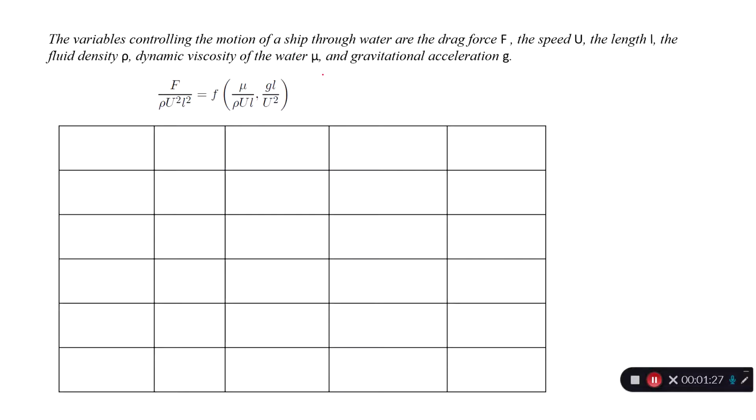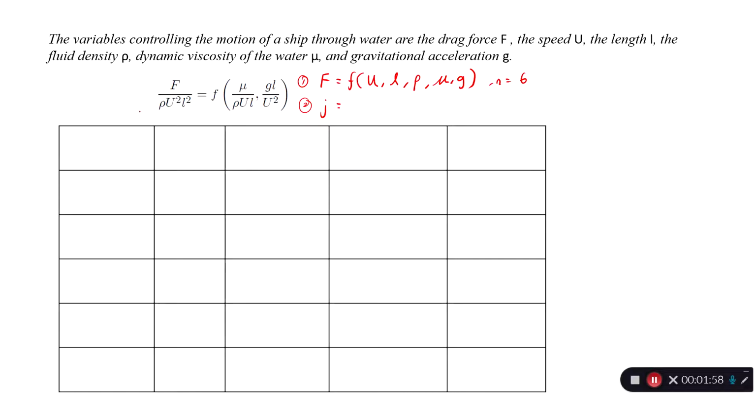So here we have the original function. So force or drag force is a function of u. This is the relative speed between the ship and the water. And then the length, of course, this is the length of the ship. We have the density of the water, the viscosity of the water, and we have gravity. Just 1, 2, 3, 4, 5, 6, and equals to 6. Okay, next we determine the number of primary dimensions.